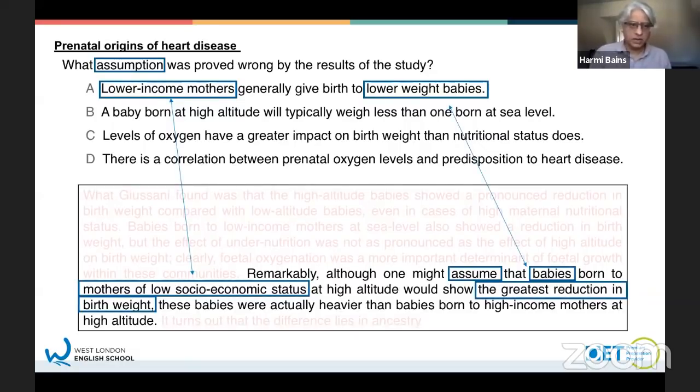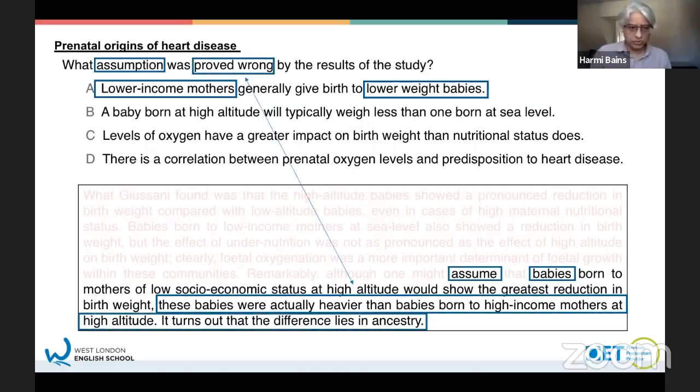In the question as well, it says the assumption was proved wrong. And it's telling you at the end of the sentence that, well, actually what they found out was that these babies, which came from poorer mothers who were born higher in the mountains, were heavier than babies of higher income mothers, mothers who were wealthier, who gave birth in the mountains. It tells you at the bottom, it turns out the difference lies in ancestry as well. So really you're looking at answer option A, which is the correct answer.